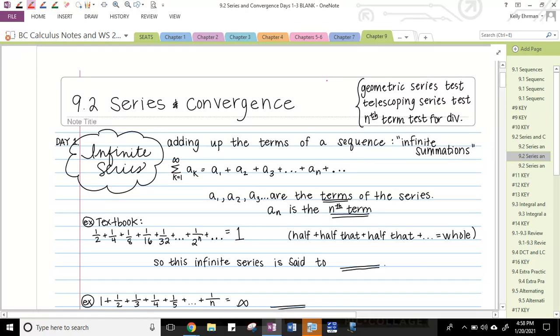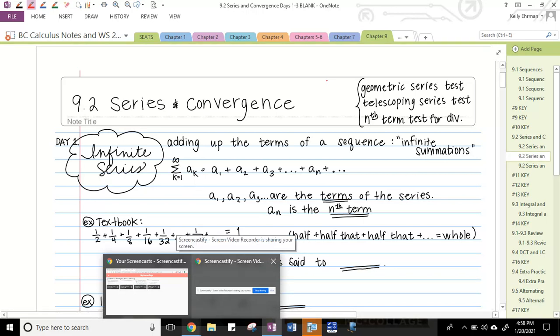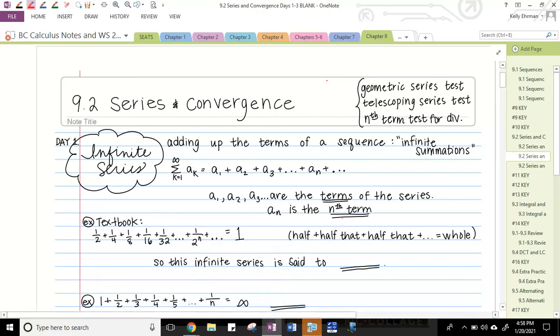So what is it? A series is just when you add up the terms of the sequence. For example, we use our summation symbol. We might see something like the sum, if the terms are denoted by a sub k, from k equals 1 to infinity. So adding up an infinite amount of terms, it would just be the first term plus the second term plus the third, all the way out to infinity.